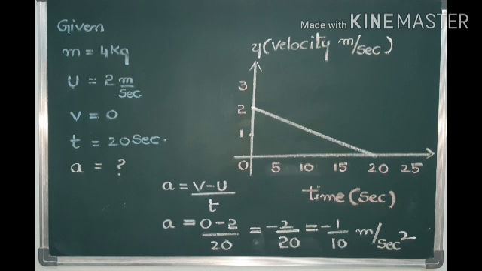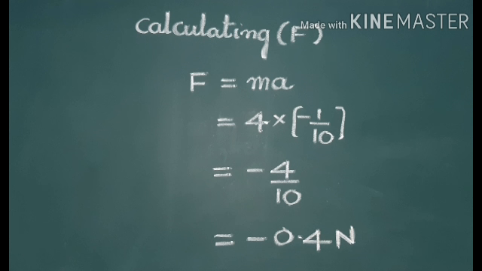Now these values I am going to substitute: acceleration a equal to (v minus u) by t. v is 0, u is 2 and time is 20. Finally, what am I getting? Minus 2 by 20 equal to minus 1 by 10 meter by second square. And this acceleration value I am going to substitute in the formula F equal to ma. Mass is already given, and acceleration is minus 1 by 10. Finally, minus 4 by 10, that is equal to minus 0.4 newtons.